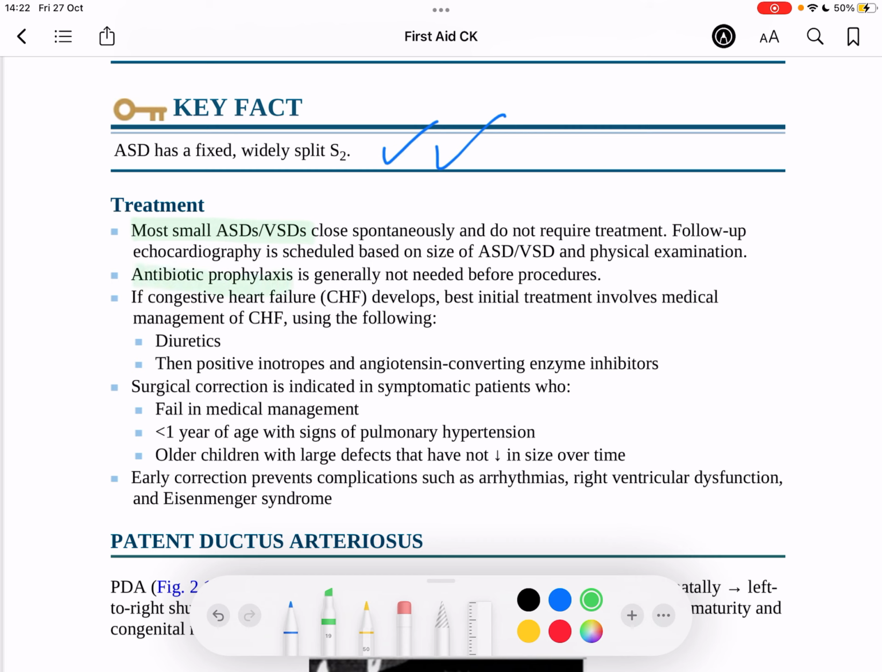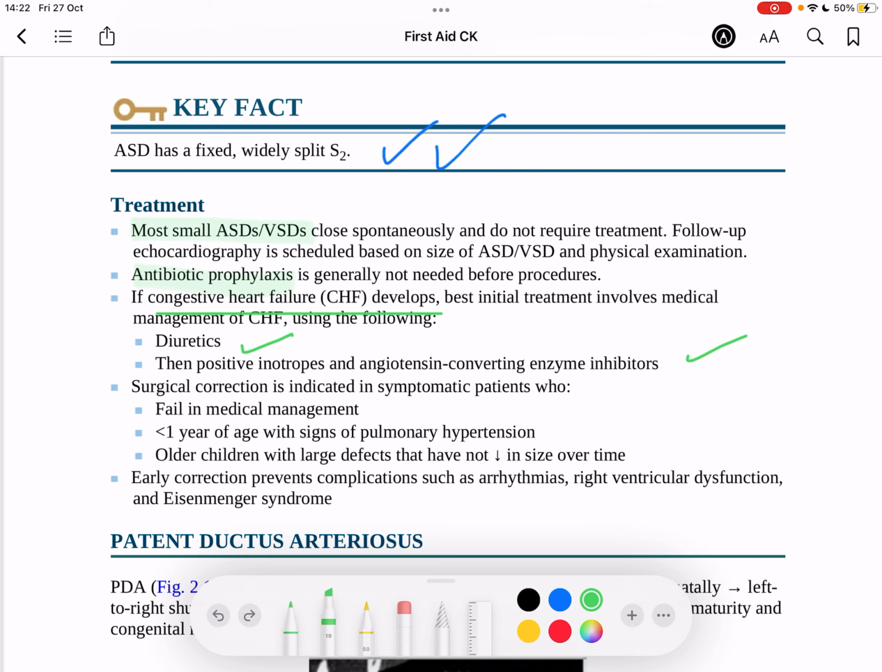Antibiotic prophylaxis is generally not needed before procedures. If any of our patients have congestive heart failure developing, the best treatment involves medical management of congestive heart failure using the following: diuretics, and then positive inotropes and angiotensin converting enzyme inhibitors, okay? So very, very similar medications that we use for heart failure generally, okay? So if you have signs of congestive heart failure, medical therapy first.